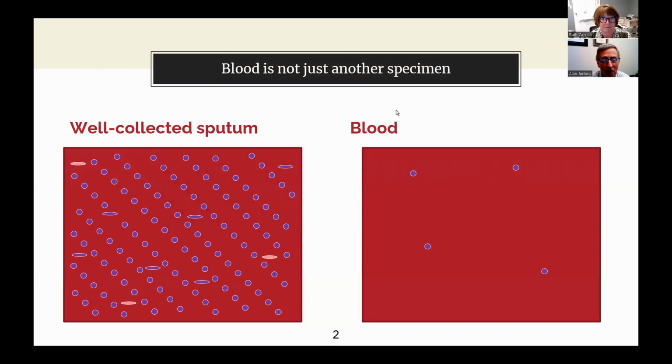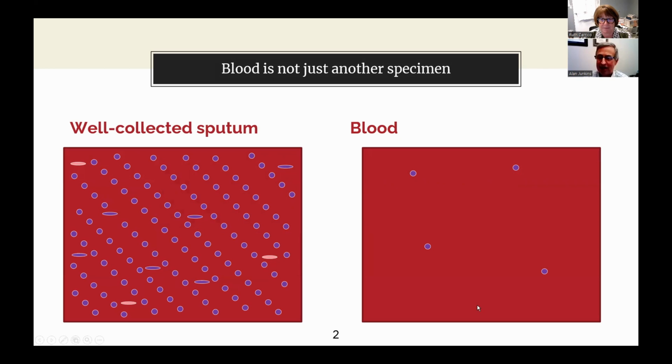specimen. What I have here on the left side is a representation of a really well-collected sputum in a patient that has community-acquired pneumonia. You can see lots of the bug that's causing the infection, but there are also some other guys in here, normal respiratory flora that come along with it. But if you look at blood, this is somebody who's got real sepsis. There's not a whole lot of bugs there.